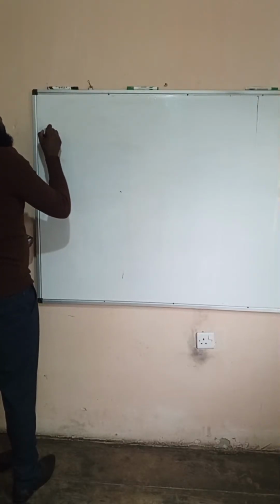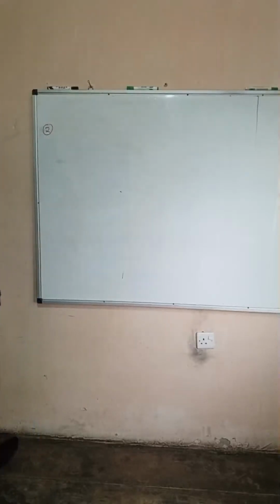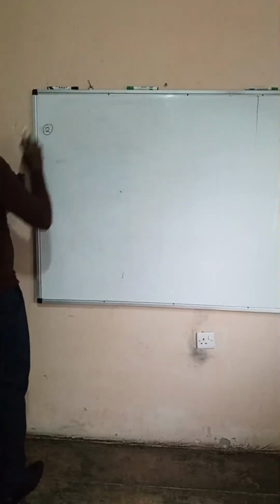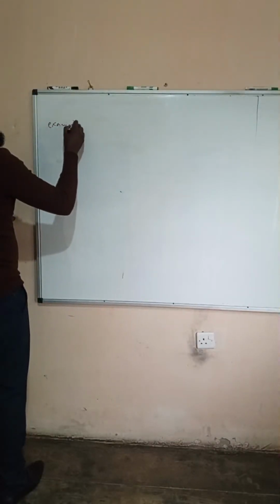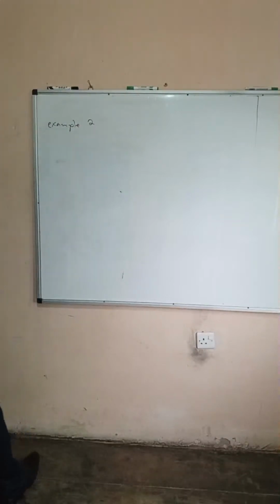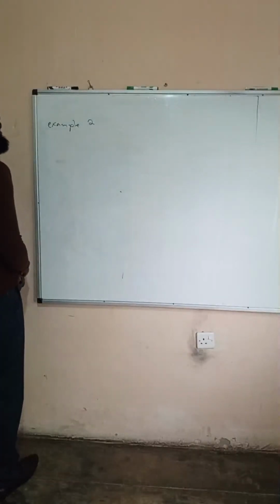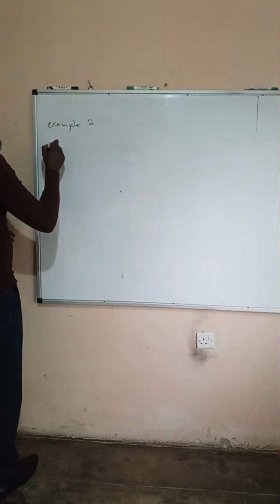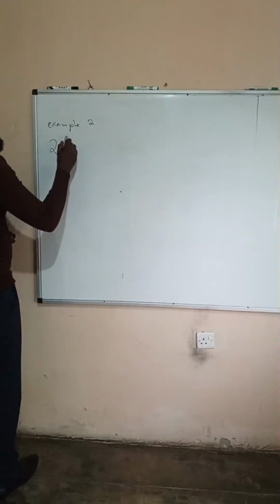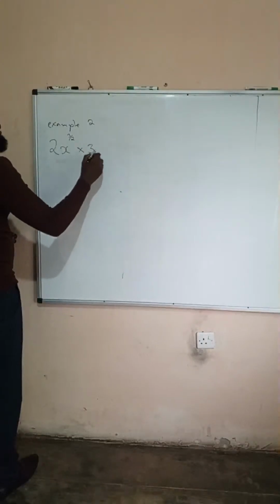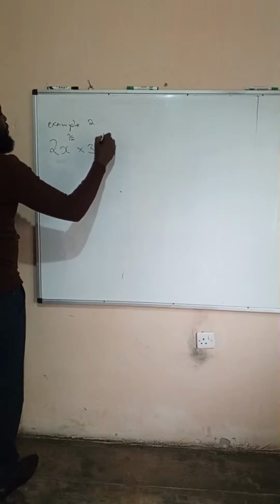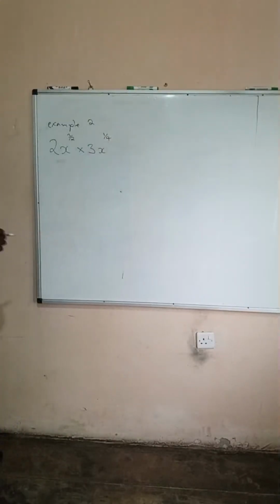Okay. So the next example. Exercise rather. So this is example 2. What we were solving was example 1. So example 2, if they give you 2x to the power 3 over 4 times 3x to the power 1 over 4. I've already taught you this.